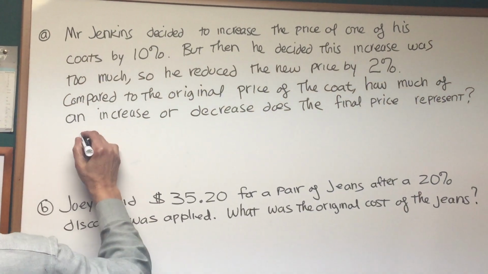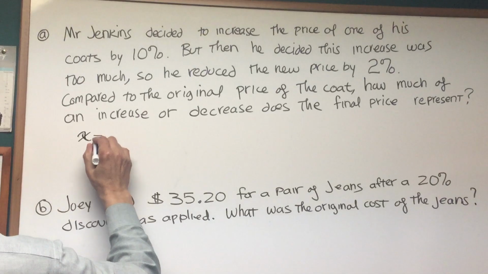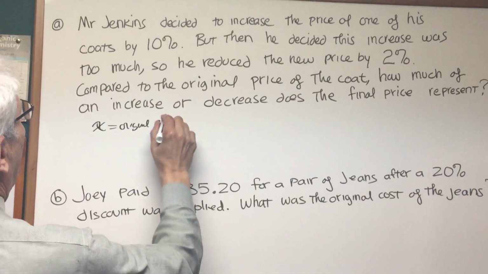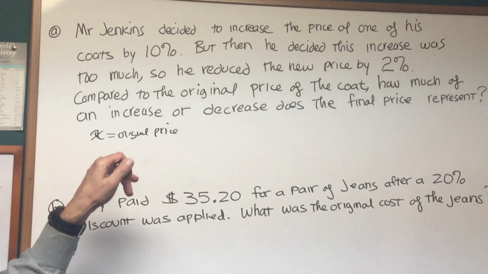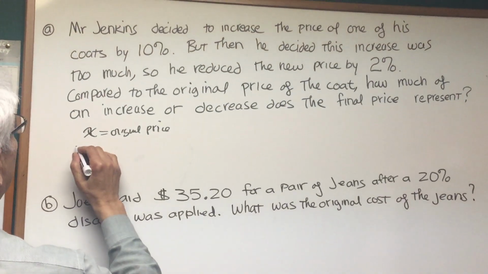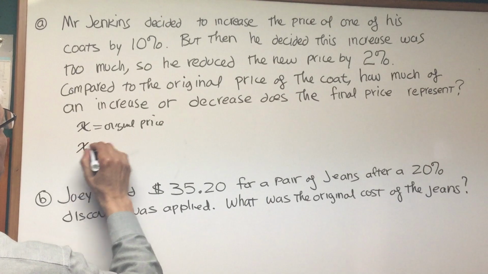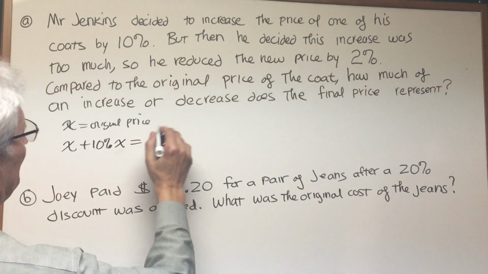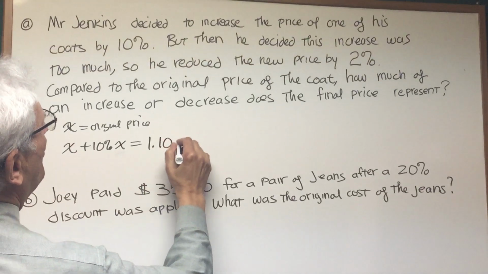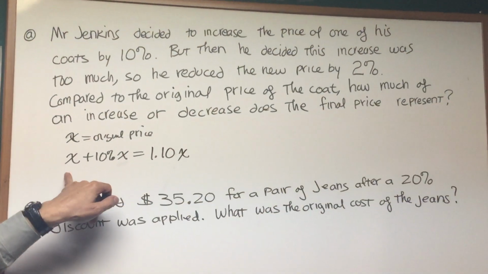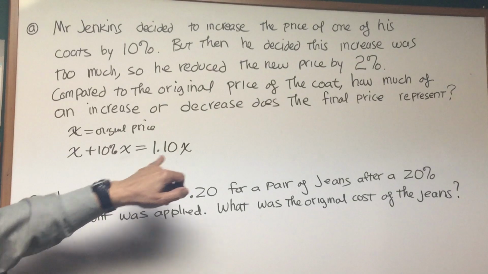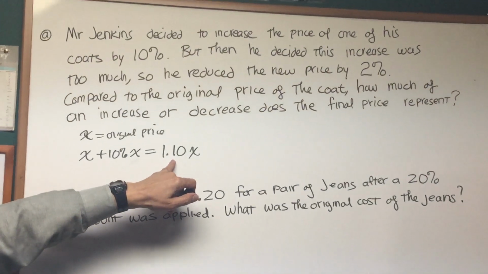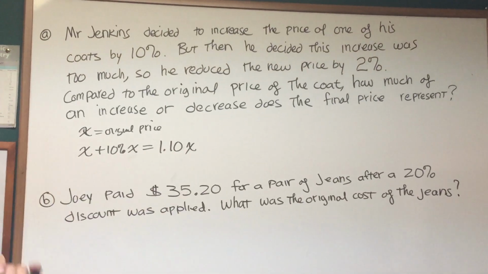Because let's say that X is the original price. Okay, that's the original price. And if we're going to increase that price by 10%, we're going to multiply it by, well, it's X plus 10% of X. Well, let's not make any fuss. It's just 1.10X. It's the price of the original coat plus 10%. That's the increase of 10%. So the new coat, the first increase, is 1.1 times X.